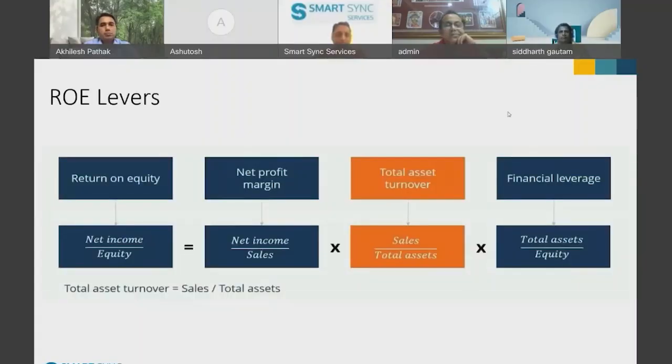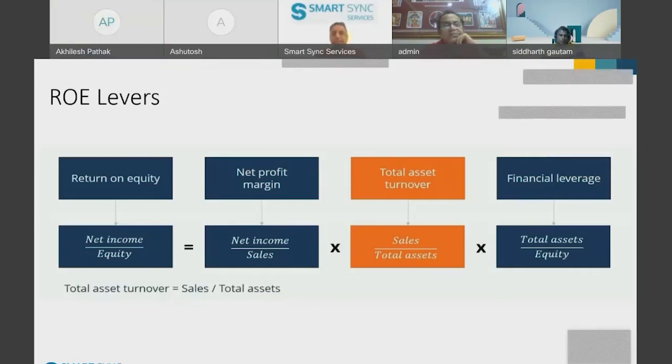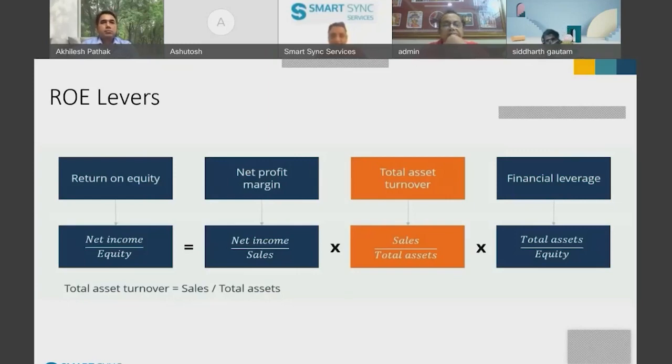So as you can see, the earlier example in which we saw that return on equity is net income by equity, right? That is further divided into three parts: net profit margin, total asset turnover, financial leverage. And we have given the formula of that. Net profit margin, we all know, is net income by sales. Asset turnover would be sales by total asset, and financial leverage would be total asset by equity, right?